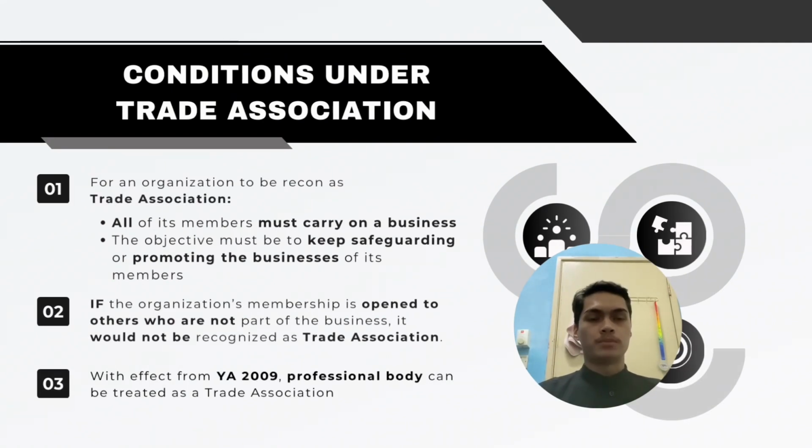According to tax treatment, an organization will be recognized as a trade association if it fulfills the following two conditions. The first is that all of the members must carry on a business. And the second is that the objective of the organization is to safeguard or promote the business of all its members. If the membership is open to others who are not part of the business, then the organization would not be deemed a trade association.